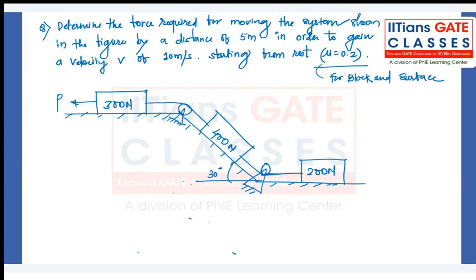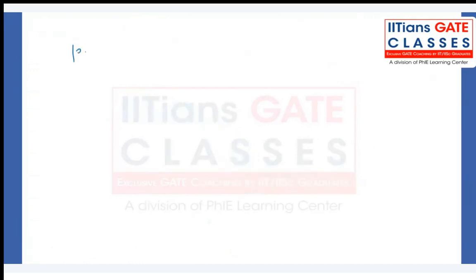So let's start with the free body diagrams of all the figures one by one, starting with the first 300 Newton box. Okay, so the weight is acting downward, 300 Newton. We have a normal reaction upward. We have a tension in the string, and we have force P applied in this direction, and we have frictional force in this direction as well because the system is moving in the leftward direction.